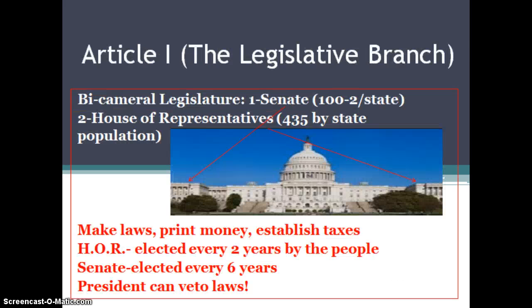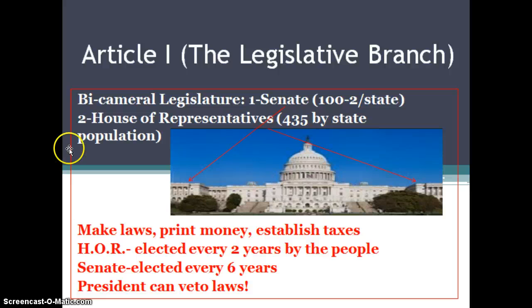So after the preamble is Article 1, and again there will be 7 of them. Article 1, you would think, discusses the most important part of our government, which is the legislative branch. Again, the legislative branch is the branch of government that makes the laws for the country. So this is the most important part of our government, and you can tell that it's reflected in the Constitution because it is Article 1. Also, if you look at the Constitution, Article 1 is the same length as Articles 2, 3, 4, 5, 6, and 7 put together.